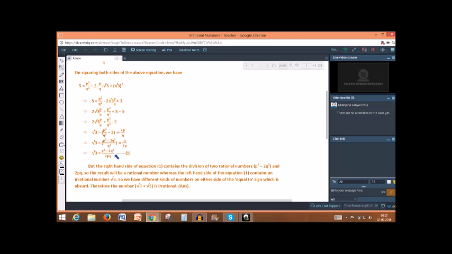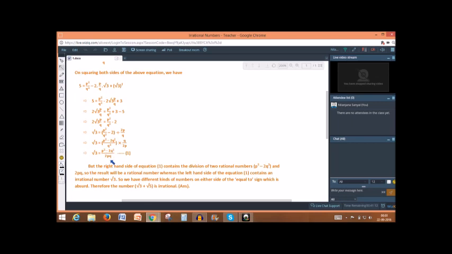So the final expression that we have, this is the final equation, root 3 equal to p square minus 2q square divided by 2pq. This equation, we number it as equation number 1. But the right hand side of equation 1, that is this part, contains the division of two rational numbers. P square minus 2q square is being divided by 2pq.